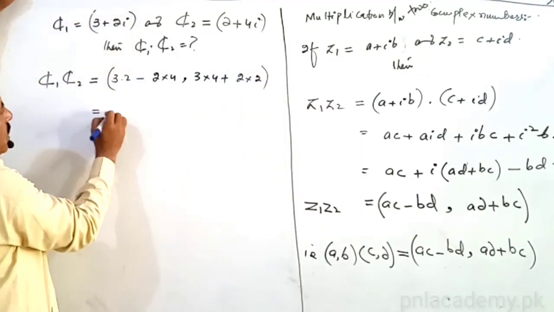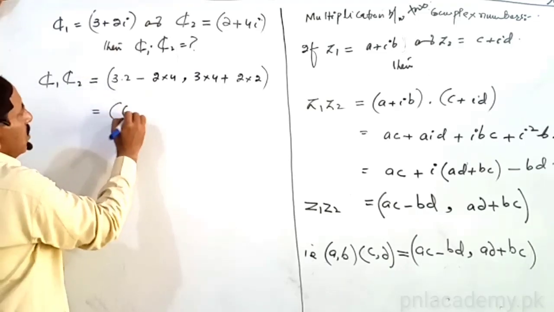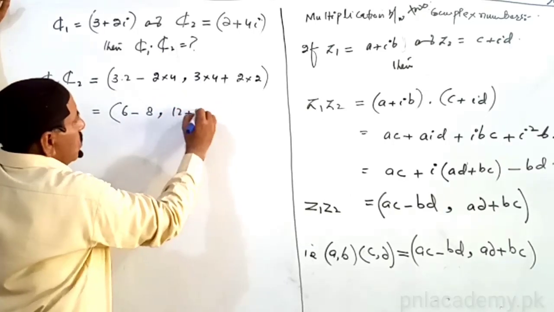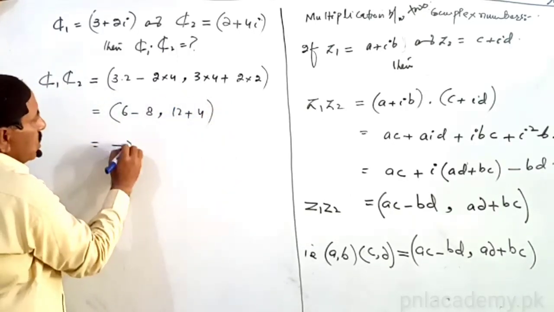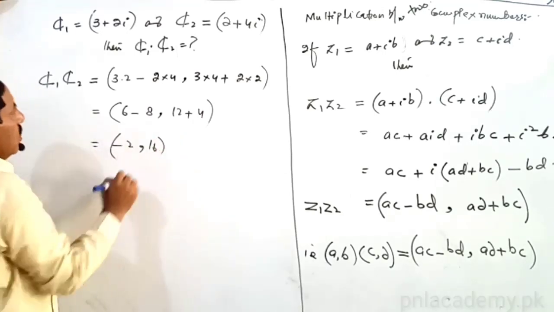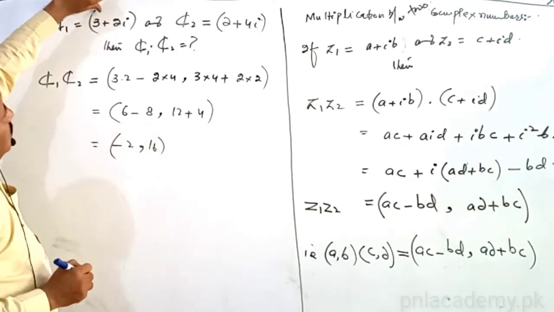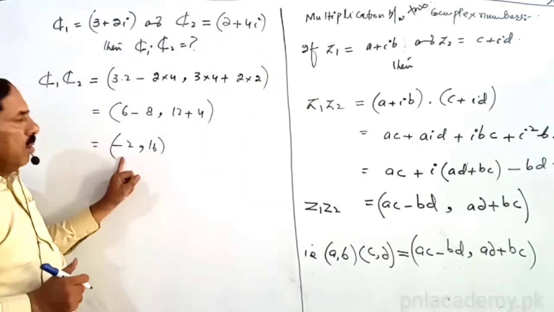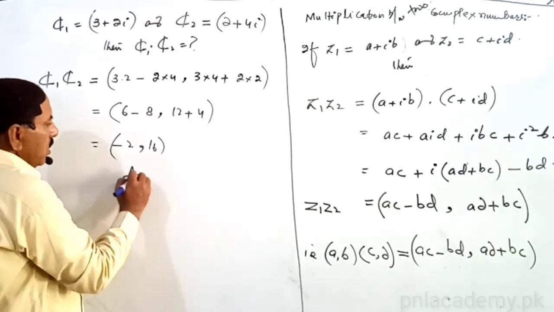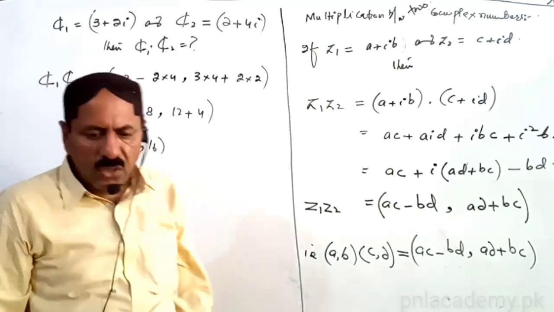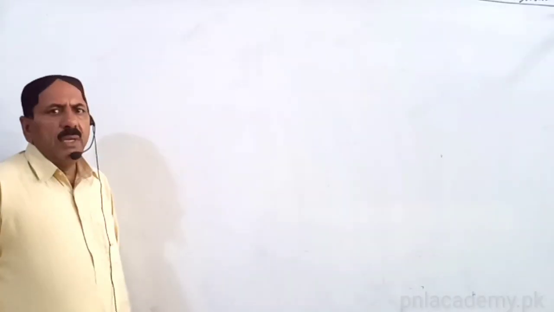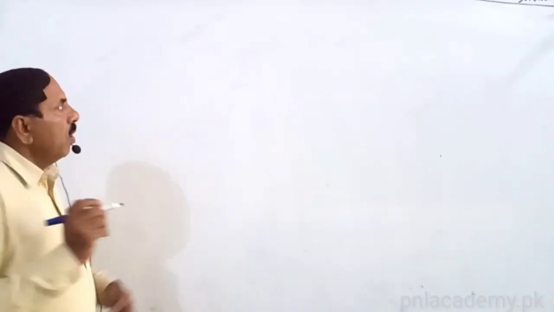Now the simplification: 2 threes are 6, minus 2 fours are 8, comma, 3 fours are 12, plus 2 twos are 4. The result is (minus 2, 16). So the result of 3 plus 2 iota multiplied by 2 plus 4 iota is (minus 2, 16). So this is the way of solving the multiple choice question. Okay. Now the point is the division of complex numbers.